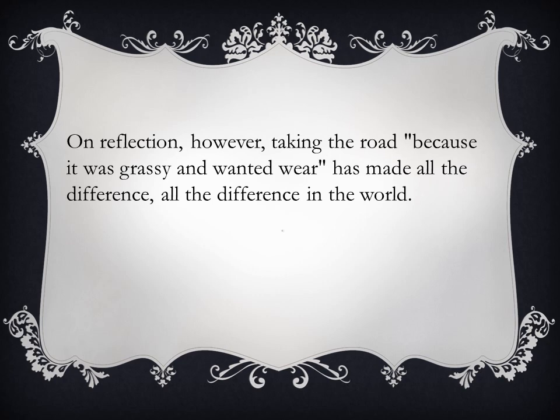On reflection, however, taking the road because it was grassy and wanted wear, this particular line in the poem, has made all the difference in the world, just because of the visual, just because of the thought process. When taking a decision, you take the path. In the poem also, the speaker took the path just because of the visuals he could see. He didn't know what was waiting for him at the end of the road, so he just saw. Because of the visual impact, he took the road less traveled, and that has made all the difference in the world. So this was the mood and tone of the poem, an analysis of the poem. In the next video lesson, I'll discuss the poem stanza wise along with the meaning.